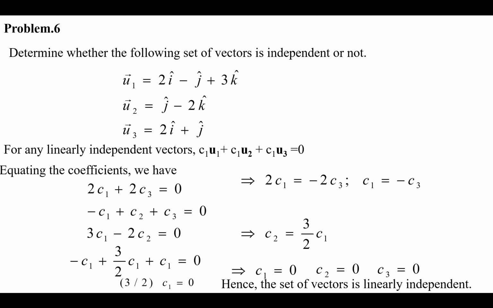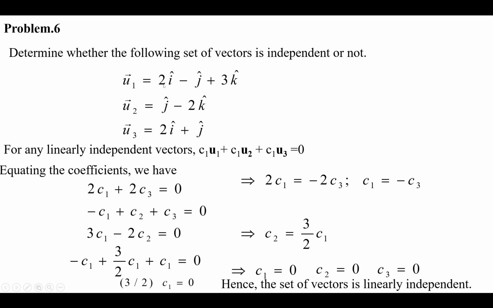So that was a mistake earlier. It must be C1 U1 plus C2 U2 plus C3 U3, which is equal to 0. Now compare the coefficients. The 3 vectors are given: U1 equals 2i minus j plus 3k, U2 equals j minus 2k, and U3 equals 2i plus j. So we are just going to equate the coefficients.